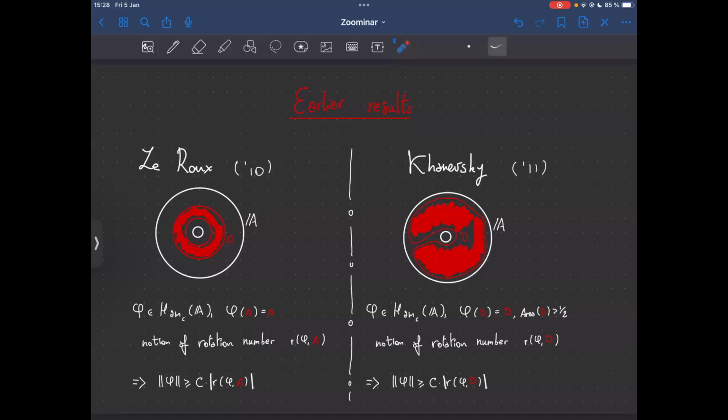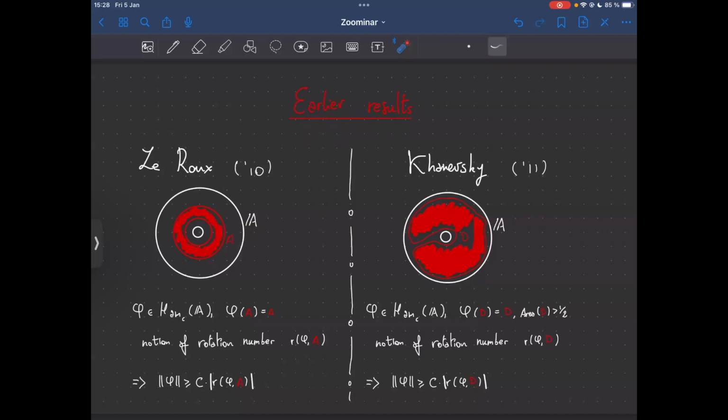Okay. So early results, at least to the best of my knowledge, that's two of them. One of them was proved by Frédéric Leroux in 2010, and the other one by Michael Kanevsky in 2011.